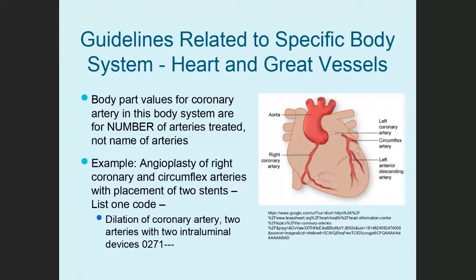Now, there are also body part guidelines for specific body systems. For the body system heart and great vessels, the body part values are numbers of coronary arteries, not the names of the arteries. So for example, angioplasty of the right coronary artery and the circumflex artery with placement of two stents, you're going to list one code. It says coronary artery, two arteries, and that's a 1.